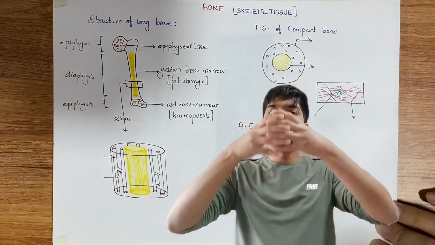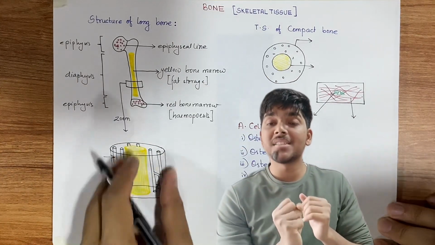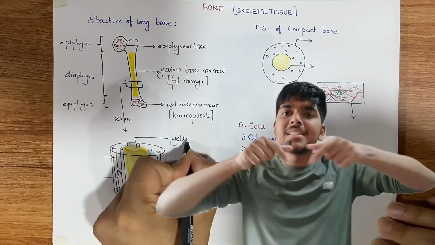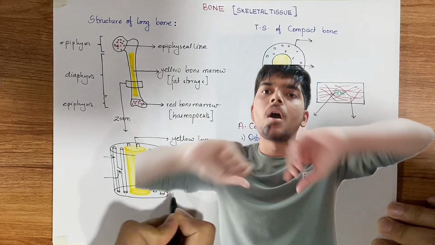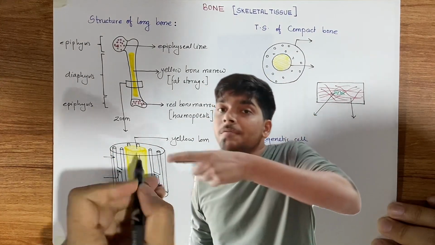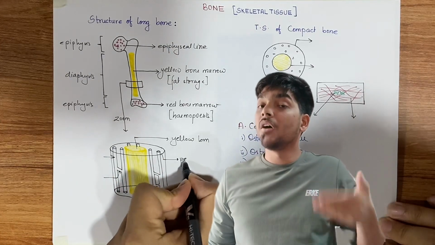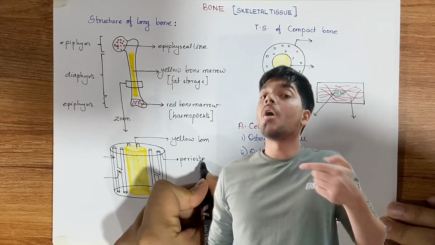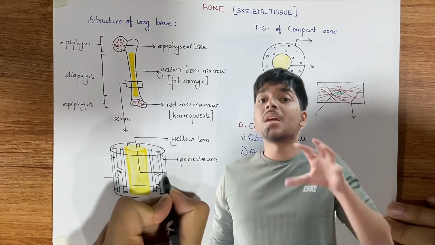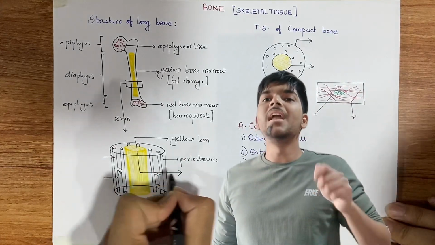So there's your diaphysis. Inside diaphysis, there's a cavity which is filled with yellow bone marrow. Surrounding this yellow bone marrow is the compact bone. Compact bone is surrounded by periosteum from outside. Peri means periphery, osteum refers to bone, so it's found around your bone. And surrounding the compact bone from inside, or surrounding the yellow bone marrow, is the endoosteum.